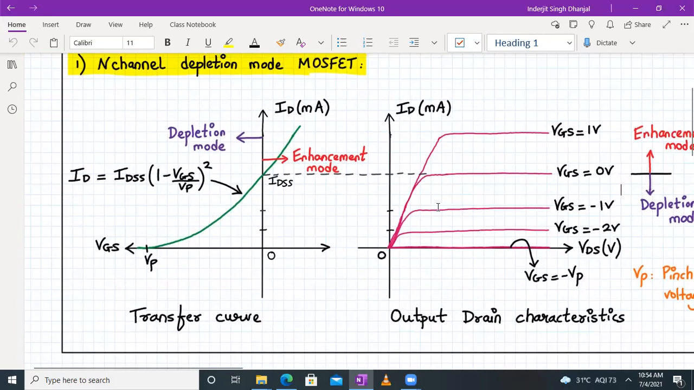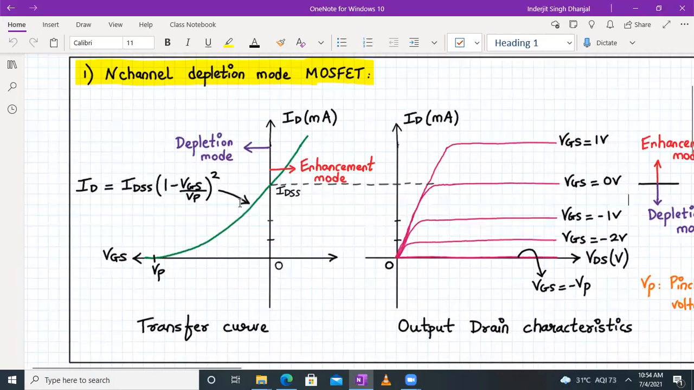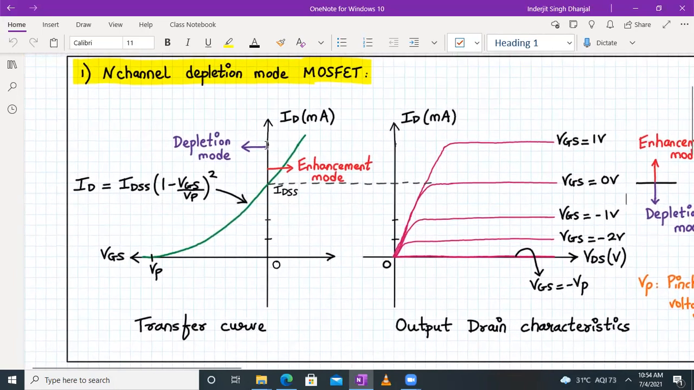Now, from the output characteristics, we have the derived transfer curve. So this is the transfer curve. For negative values of VGS, we are in the depletion mode. For positive values of VGS, we are in the enhancement mode. Now, there is a slight difference between JFET and MOSFET. In a JFET, we have a maximum current of IDSS and we don't have any enhancement mode, whereas in an N-channel depletion mode MOSFET, VGS can take positive values also.